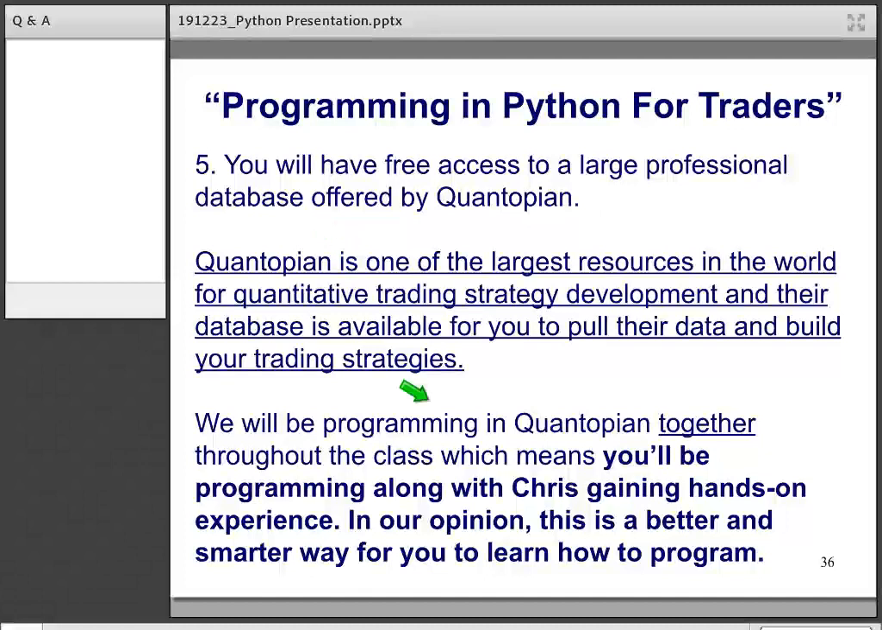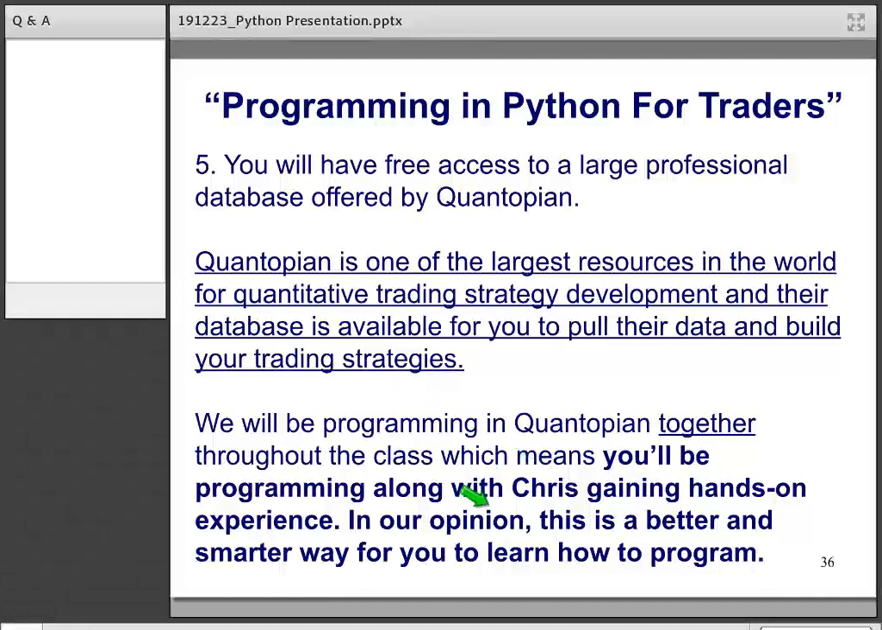We're going to be programming in Quantopian together throughout the class. So as Chris is teaching the class, you'll watch Chris do it, but you can log into Quantopian at the same time, and you can program along with Chris in your Quantopian account there. Again, there's no cost. Quantopian charges nothing for that. And in having discussions with them, they just keep going deeper and deeper with this. You'll be programming, again, along with Chris.